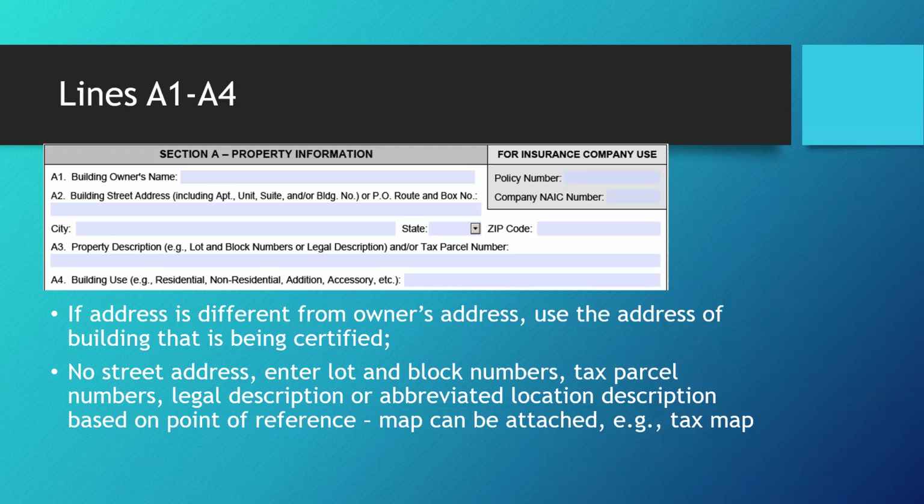You can use an abbreviated location description based on a point of reference, and that might help you in a rural area. And then you can have attachments to the certificate. So you might have a tax map or some other type of map attached to clearly identify the building that's being certified.